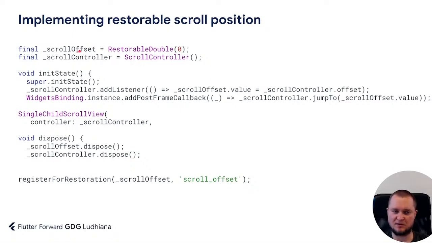And we need also to somehow pass this restored value from this Restorable double to the UI, to the widget. To do that, we add a post frame callback. This callback is fired once, in the init state method, and after that we pass the current value of scroll offset to the scroll controller. Okay, let's maybe jump to another slide.